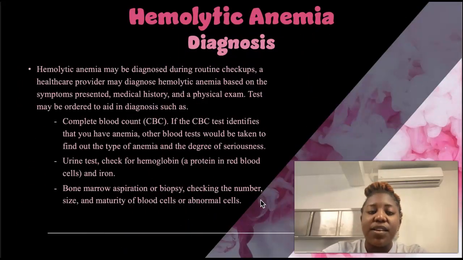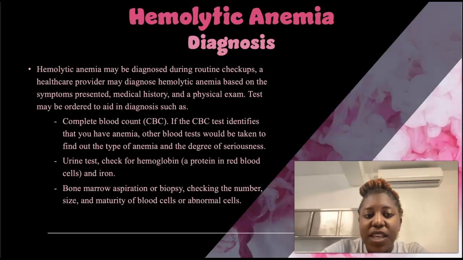In continuation, in the diagnosis of hemolytic anemia, it may be diagnosed during routine checkups. A healthcare provider may diagnose the disease based on symptoms presented, which I previously mentioned, or sometimes based off of a person's medical history, and a physical exam may be done. Tests may be ordered to aid in diagnosis. These tests may include a complete blood count known as a CBC. If the CBC test identifies that you have anemia, other blood tests would be taken to find out the type of anemia and the degree of seriousness.